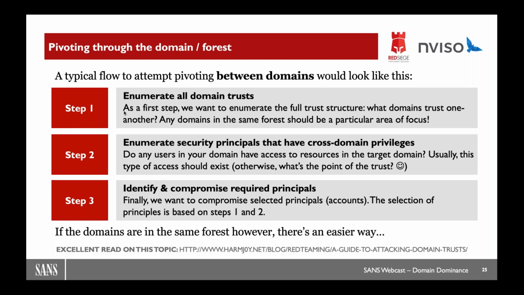After that, we look for security principals, for example, user accounts that have cross-domain privileges, right? Because we want to find users which have access into another domain, which we might abuse to get access in another domain. Finally, we of course try to identify and compromise the principals that we need to be able to do that. Now, this is an effective approach. It requires misconfigurations though, and it requires us to look for interesting misconfigurations, if you will.